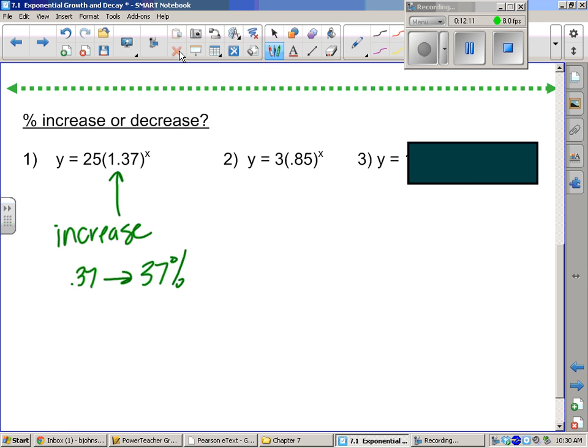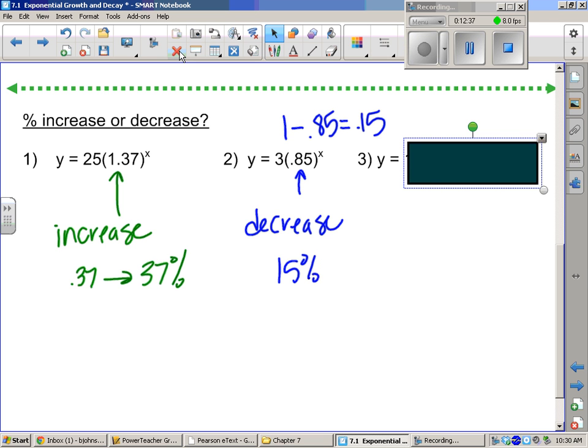Now we compare it to 1. Is it more or less? It's less. So we do 1 minus 0.85, which is 0.15. That's what it's decreasing by. So you kind of do it backwards to figure out what it is. You're thinking how many more than 100% or how many less than 100% it is. So it's not just that number in there.